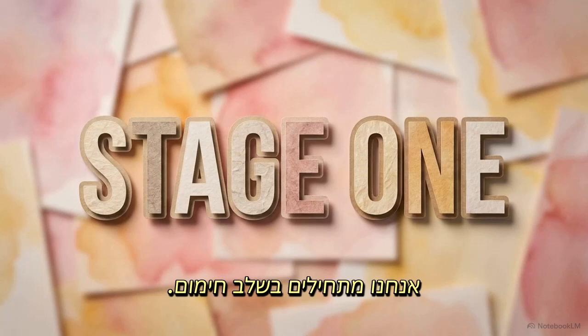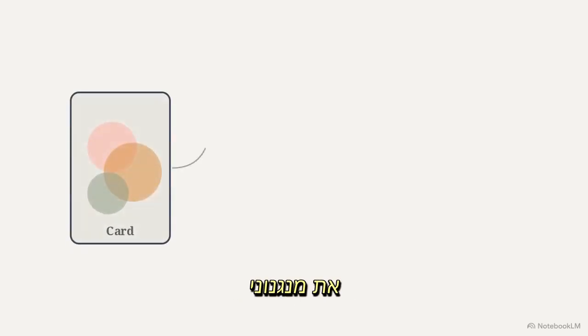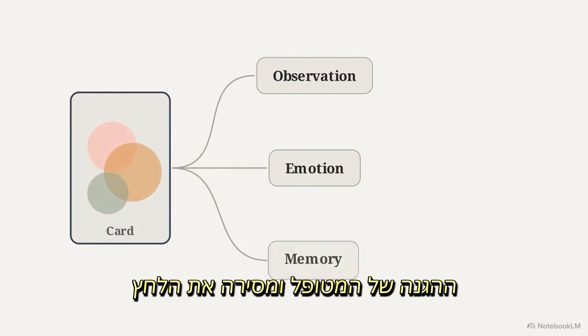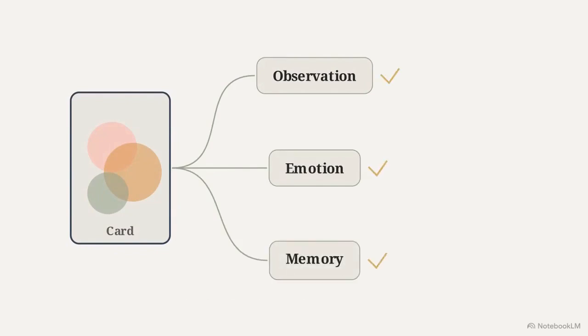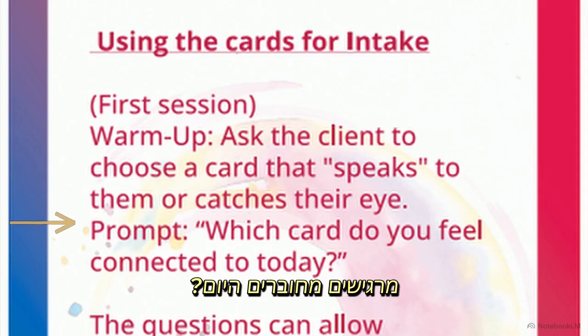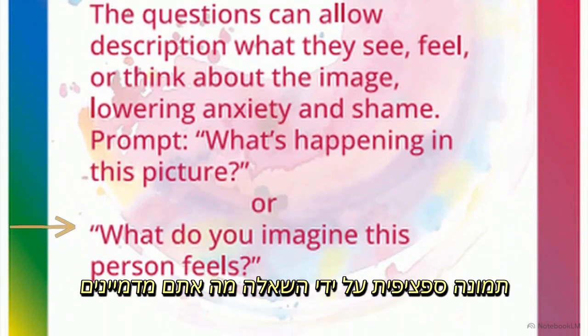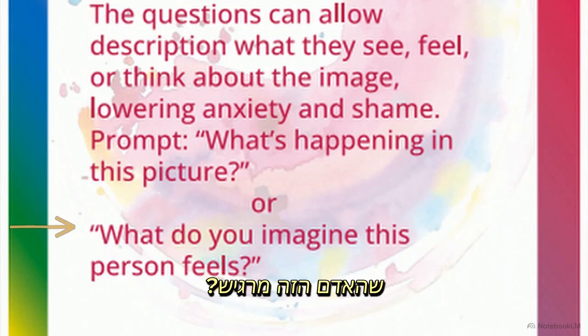We start with a warm-up phase. The goal here is simply to break the ice with a low-stakes prompt, which lowers the client's defense mechanisms and removes the pressure of needing a correct answer. To do this, ask the client, which card do you feel connected to today? Or invite them to describe a specific image by asking, what do you imagine this person feels?